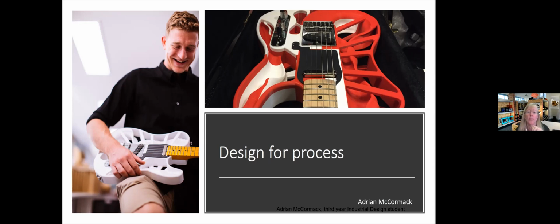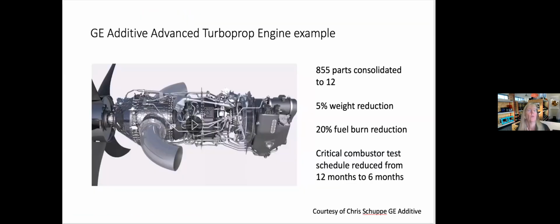As a CEO, the implications are huge if you really embrace additive manufacturing properly. And the example I wanted to show you really was from GE Additive, and they've come out with some fantastic examples that really do explain to us the implications. This one is their advanced turboprop engine. And as you can see here, they printed it, and 855 parts were consolidated into 12.